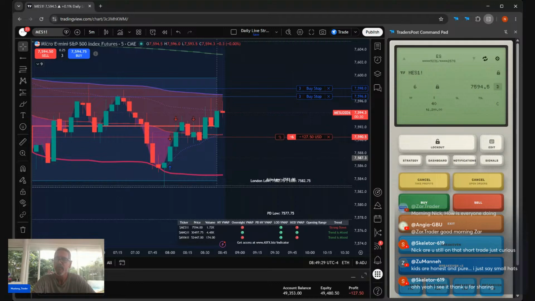Small hats. I like small hats. It's cute. It's not offensive. Much.